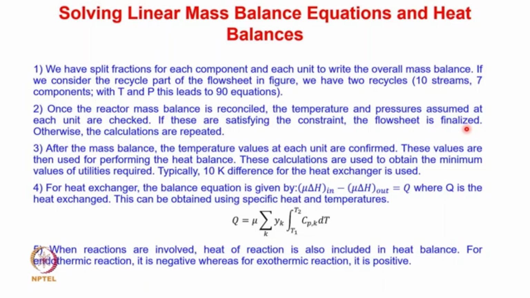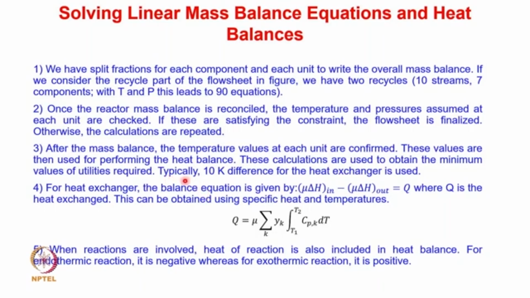So another important point to note down is, once this preliminary flow sheet is finalized, what it means? It means that we also know the temperature and the pressure values with respect to each of these units, isn't it? So after mass balance, temperature values at each unit are confirmed. These values are then used for performing the heat balance. So once we know the temperature of each unit, we know how much heat is required to be added or how much heat needs to be removed. So based on that we can find out the minimum values of the utilities required. So this is what we are going to do in the heat balance, isn't it?